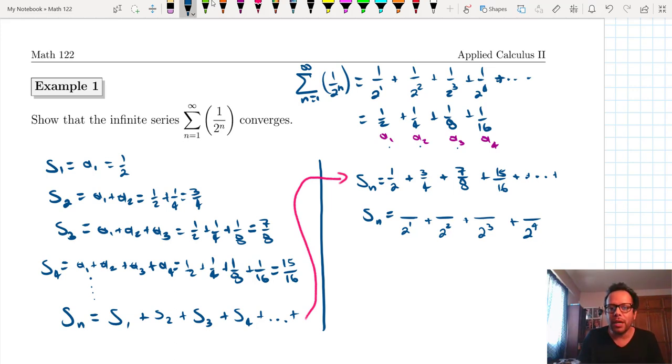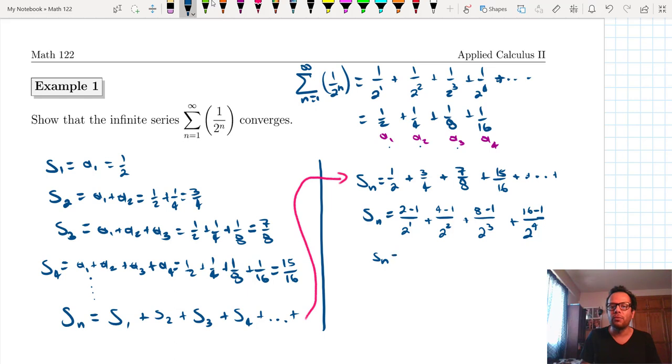So I will write the number 1 as 2 minus 1. I will write the number 3 as 4 minus 1. I will write the number 7 as 8 minus 1. I will write the number 15 as 16 minus 1. Do you see the pattern here? It looks exactly like we had in the denominator.